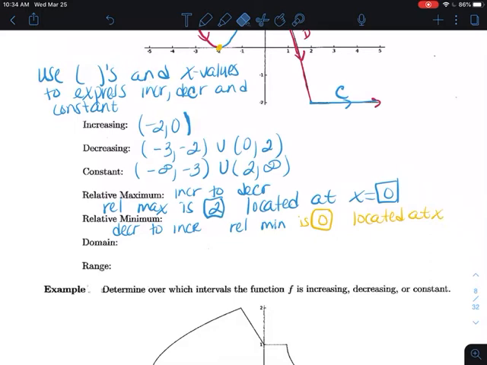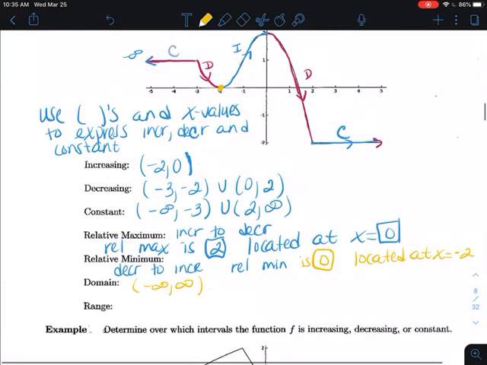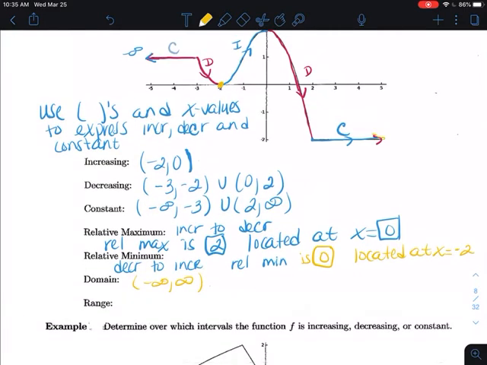Clean this up a little bit. All right, -2. The domain, how wide is this graph? This graph stretches from -infinity to infinity. The range, the lowest y value. So there's an arrow, but the lowest y value is this constant piece. And it looks like that associated with -2.